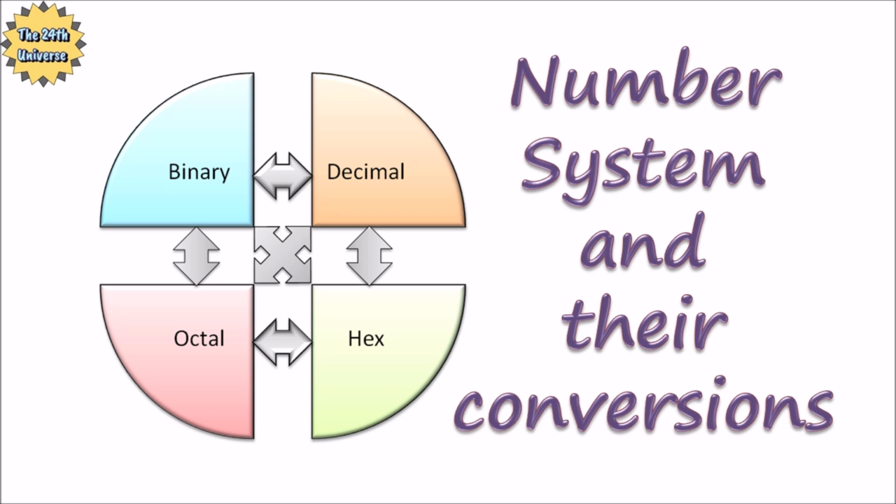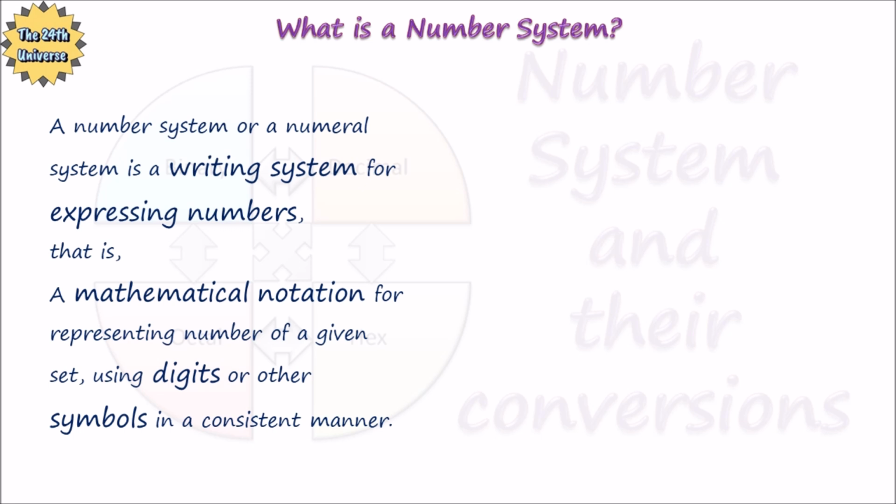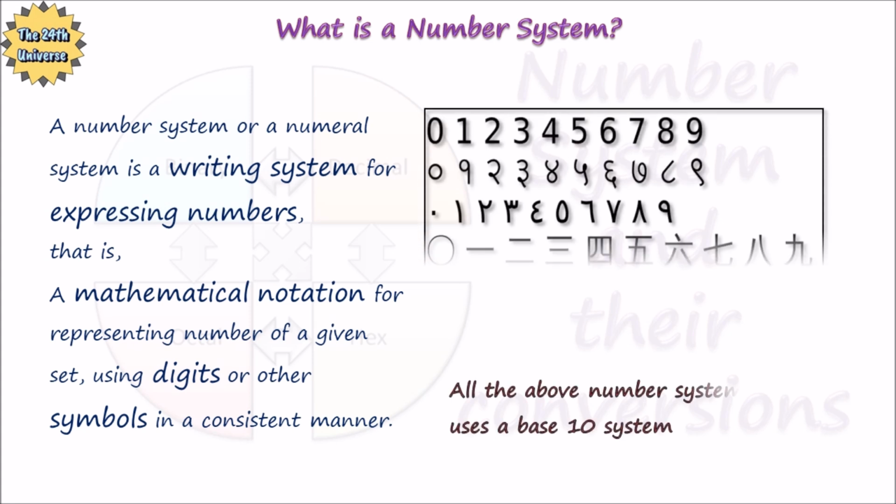In this video, we shall see what number systems are and how to convert them to other number systems in an easy way. So first things first, what is a number system? A number system or a numeral system is a writing system for expressing numbers, that is, a mathematical notation for representing numbers of a given set using digits or other symbols in a consistent manner.